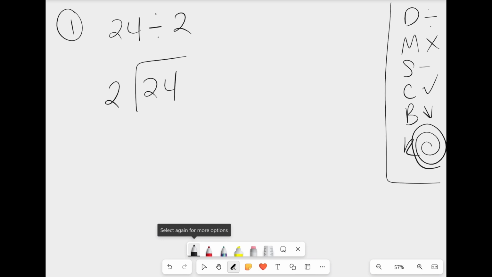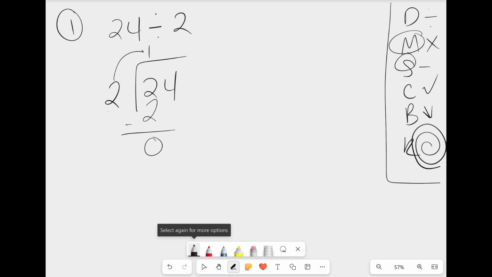Our first one is to divide. We're going to divide the 2 into the 2. How many times does 2 go into 2 without going over? 1 time. After we divide, we are then going to multiply. We're going to multiply the 2 times the 1. 2 times 1 is 2. We're then going to subtract. 2 minus 2 is 0.